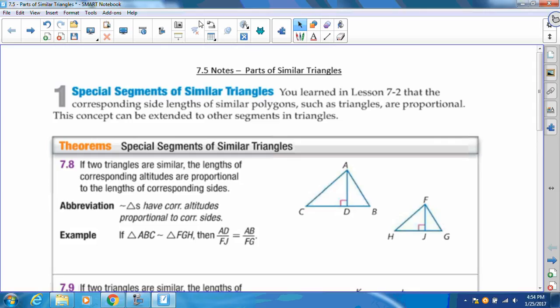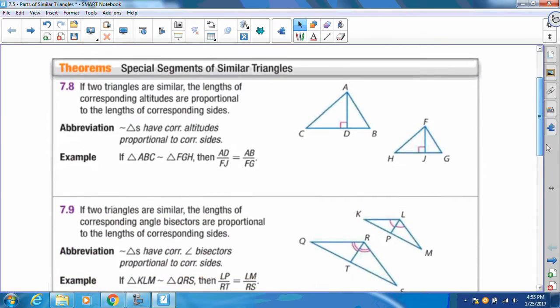Today we're going to look at 7.5, which is parts of similar triangles. So in lesson 7.2, we learned that corresponding side lengths of similar polygons are proportional. We did a lot of triangle examples, and this concept can be extended to other segments in those triangles.